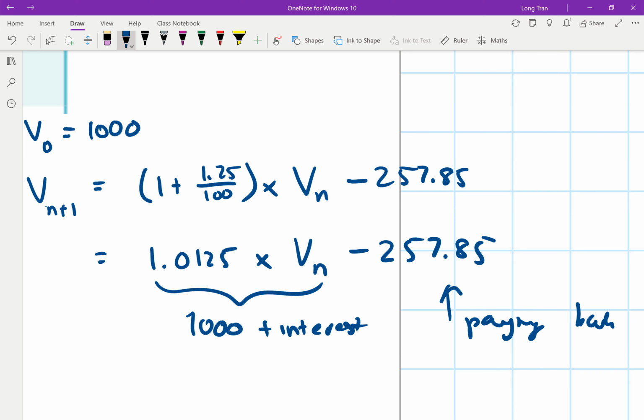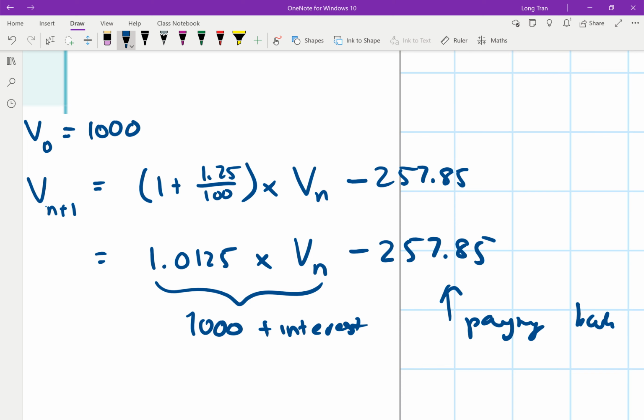Okay, so you're paying back consistently $257.85. But remember, your initial amount was $1,000, but they keep adding 1.25% every time. So 1 is the amount that you owe. That 0.0125 is the 1.25%. That's what they're doing every time you still have something left over. They're taking 1.25% of whatever's left over. So it's what you currently owe plus interest, and this is you trying to shave it down.